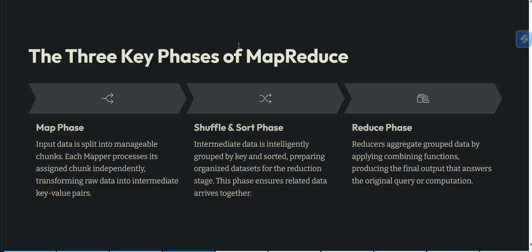Example: if you want to count the frequency of words in a gigabyte of documents, what would you do? The mappers emit the word and one for each word. The shuffle phase groups pairs by word, and the reducer sums the counts so you get the total occurrences per word.